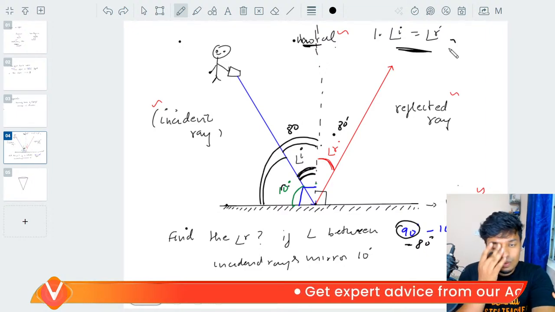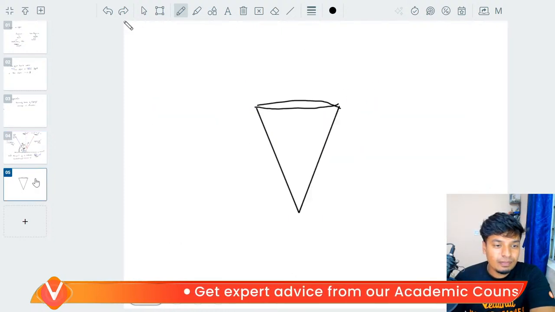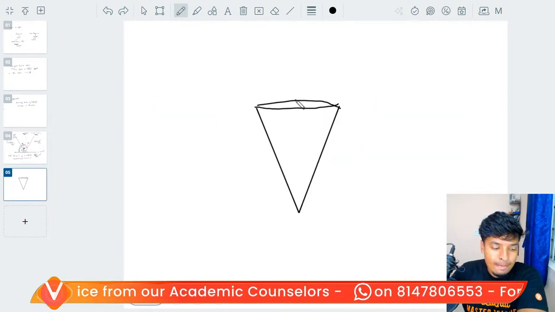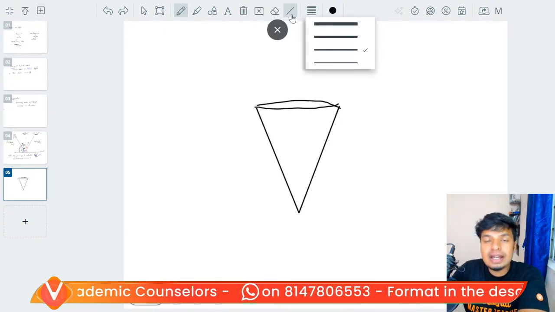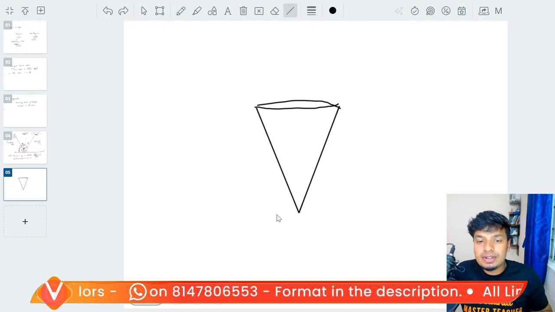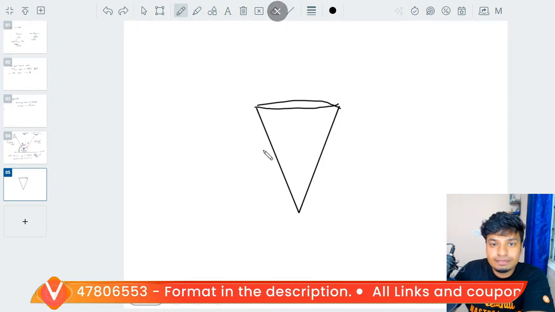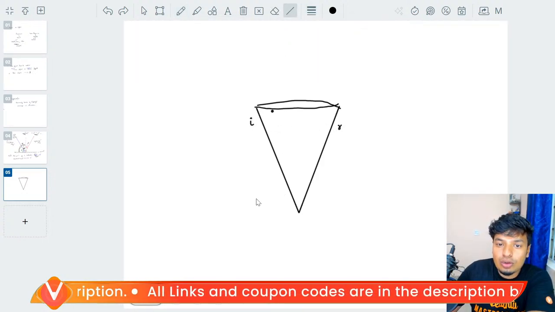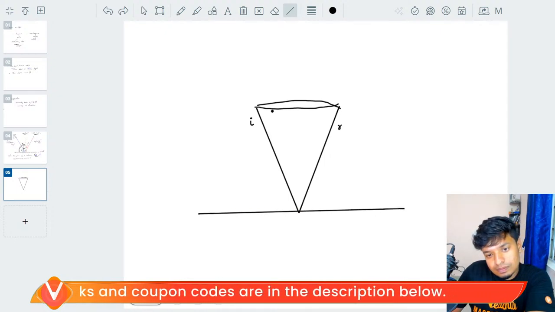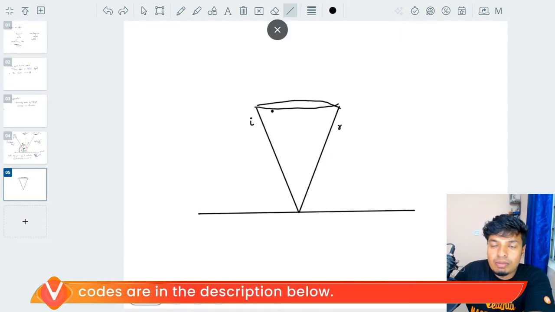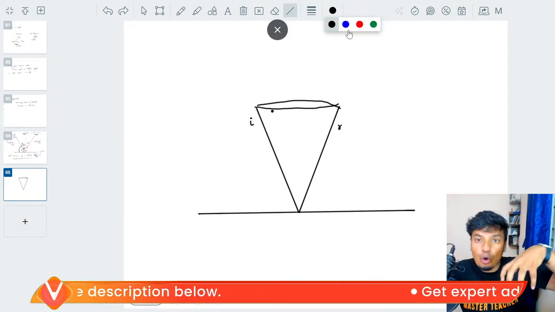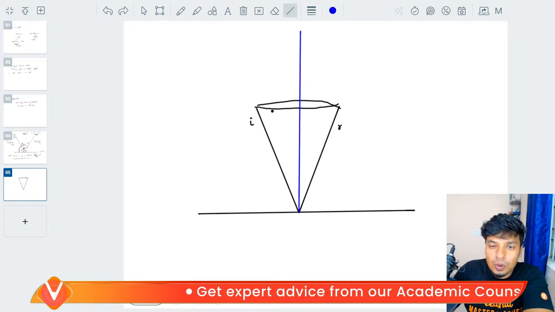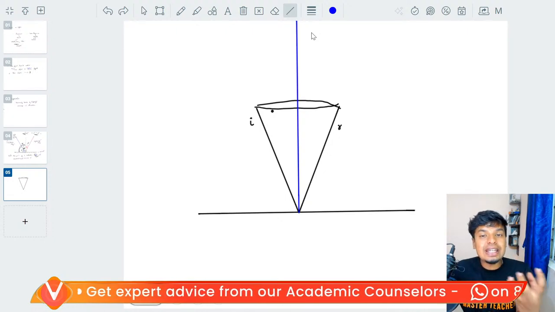Okay. Now, let's talk about ice cream. Imagine you have an ice cream cone in front of you. Let us draw a normal line. Just imagine this is the incident ray, and this is the reflected ray. Let's draw the mirror also, and the normal line. Imagine it is a 3D cone.